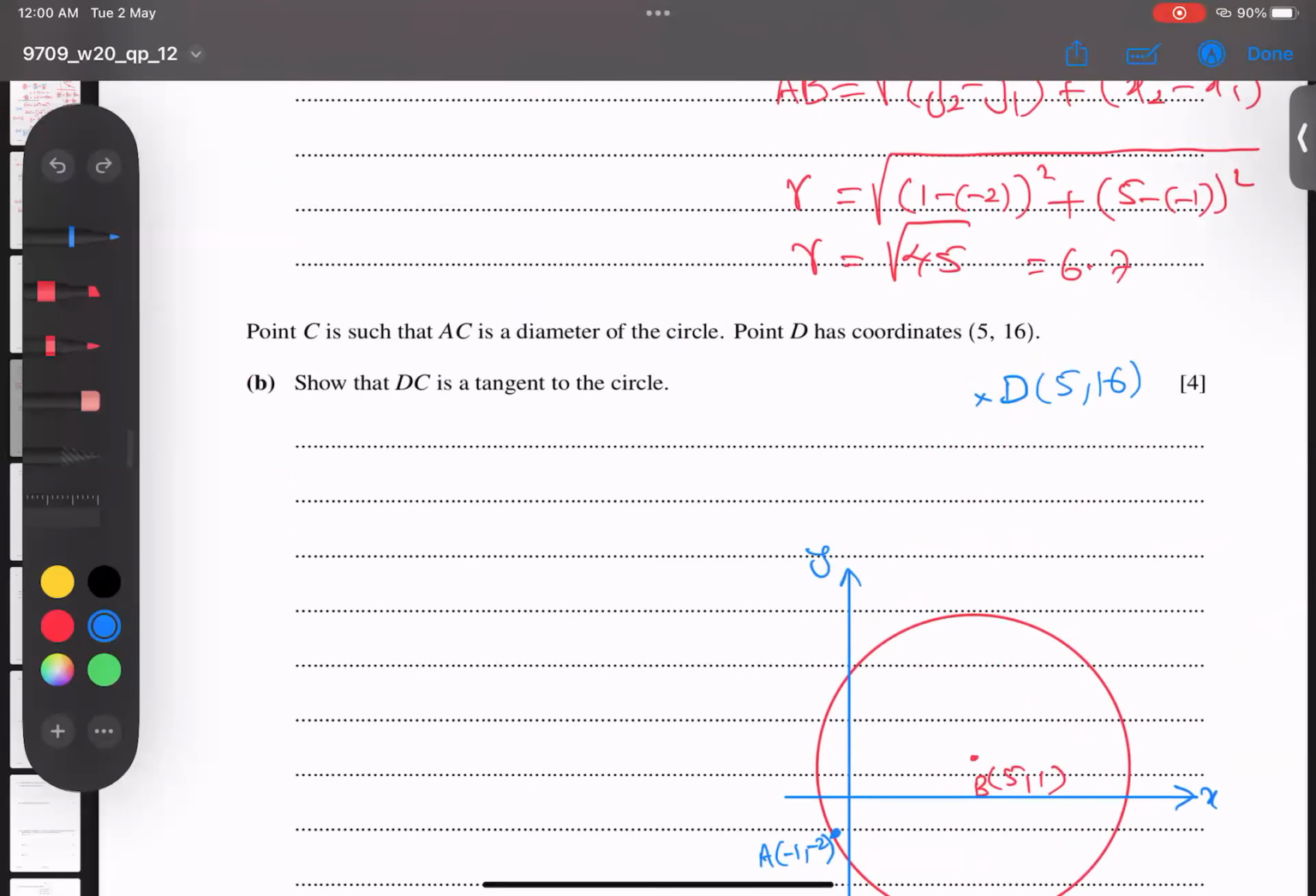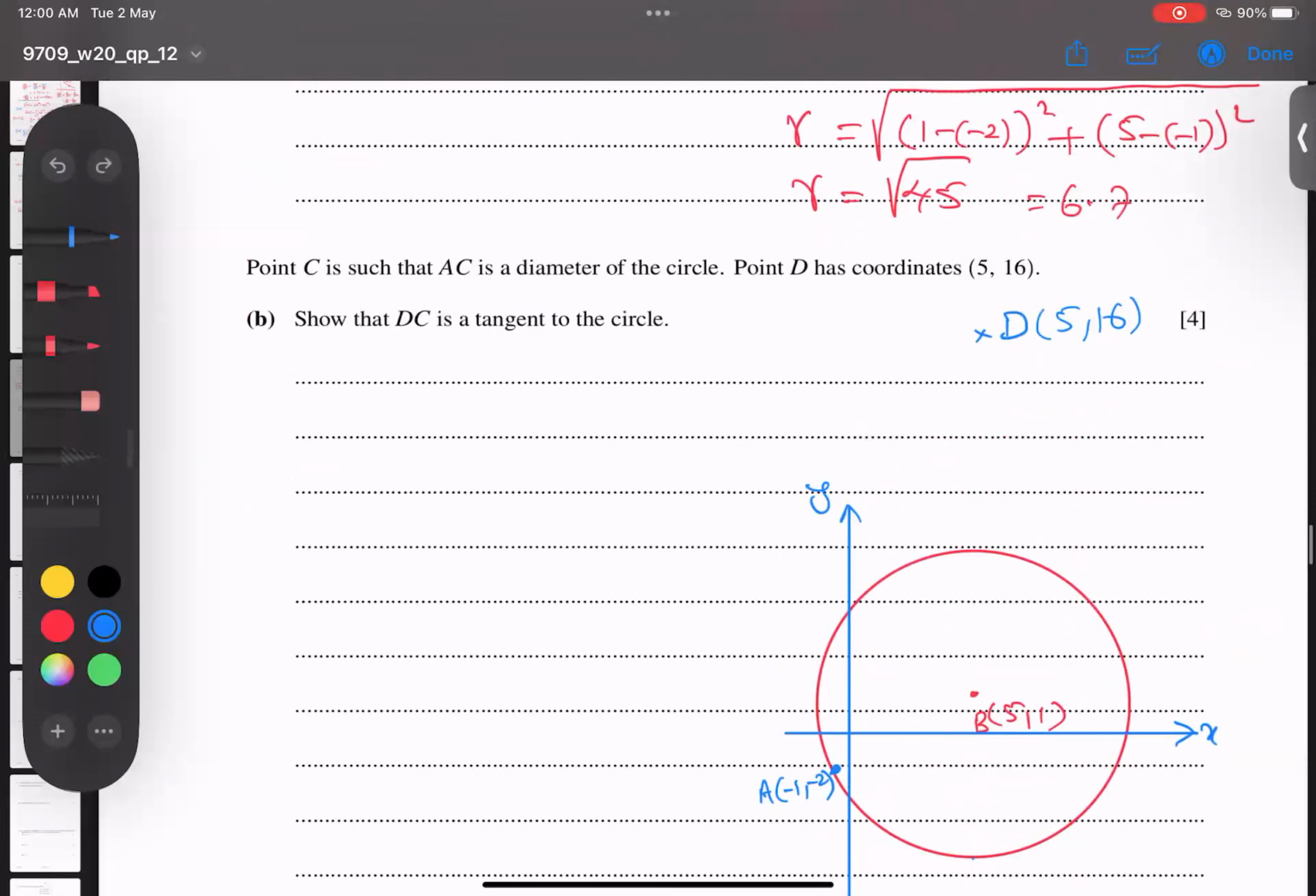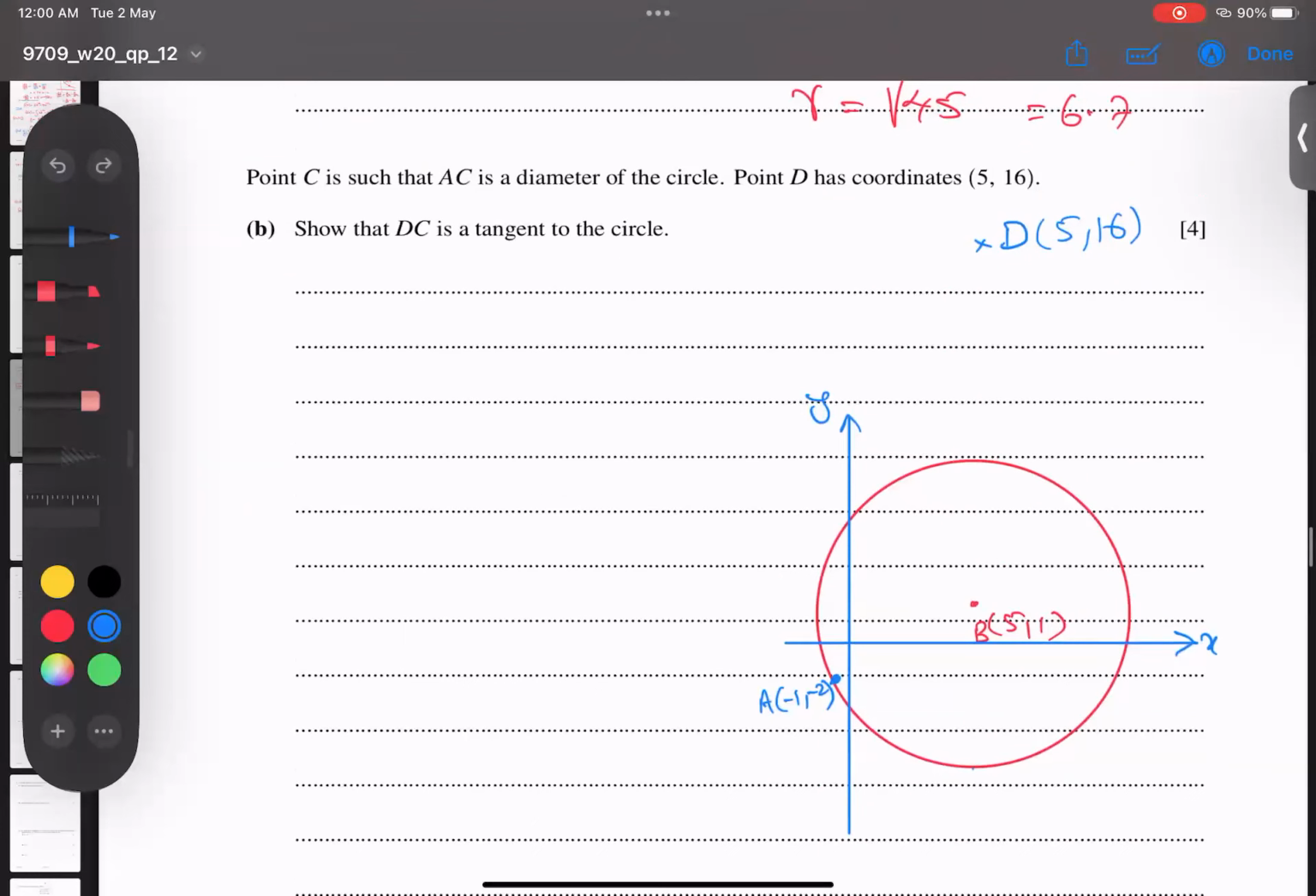Okay, DC, sorry, DC. It means C is the end of the diameter. C, I need C. So AC is a diameter. So this point is C. And for your knowledge, this gap and this gap are equal to each other. So I will find the C coordinate. How to find the C coordinate, student? Not a hard job. Midpoint formula. So let's apply the midpoint formula.